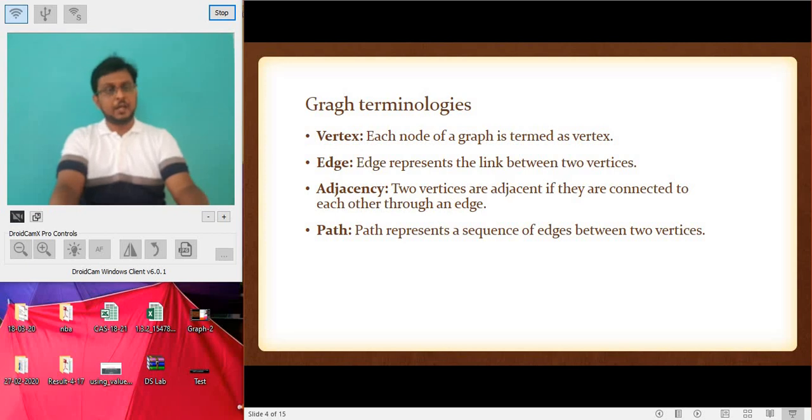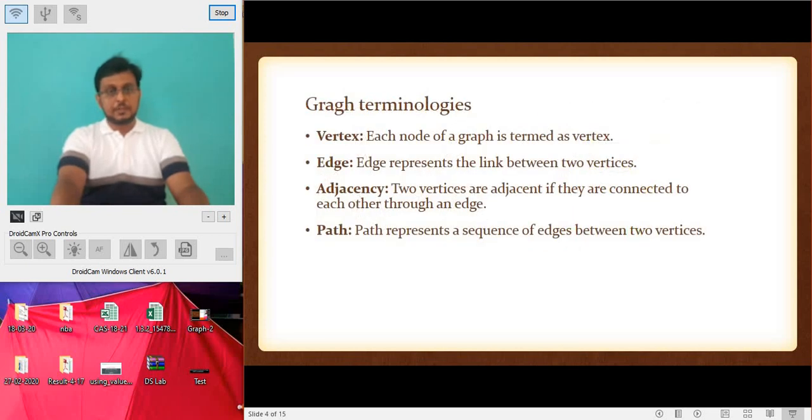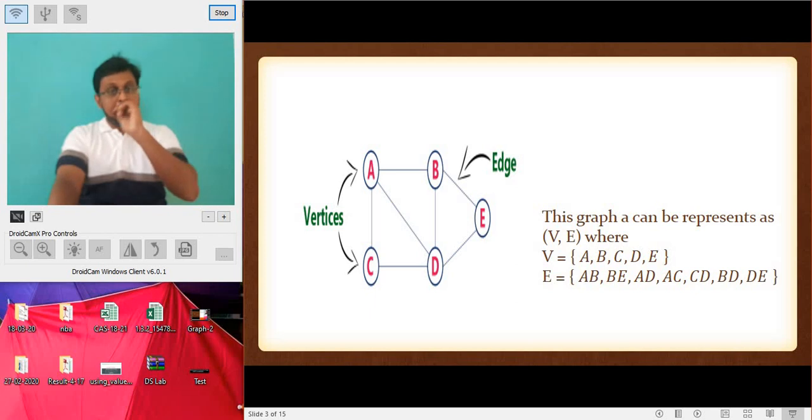Here we have another concept called adjacent vertices. Let us look at the earlier graph. A and B are linked together, so they are called adjacent vertices. What about A and E? They are not directly connected, so they are not adjacent vertices. In the same way, A and C are adjacent vertices, A and D, then D and E, C and D, and so on. These are the adjacent vertices. If two vertices are adjacent, then there should be a link between them.